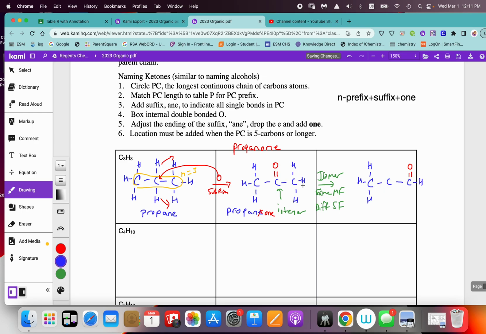But there's still 2 more hydrogens, right? And carbon 2 in the middle only has 2 bonds. So I'm going to add those 2 other hydrogens here. So when I take a look at this, now that double bonded oxygen is on a terminal carbon. So when I take that double bonded oxygen and move it to a terminal carbon, it's no longer a ketone. This is an aldehyde. So this would not be propanone, this would be propanal.